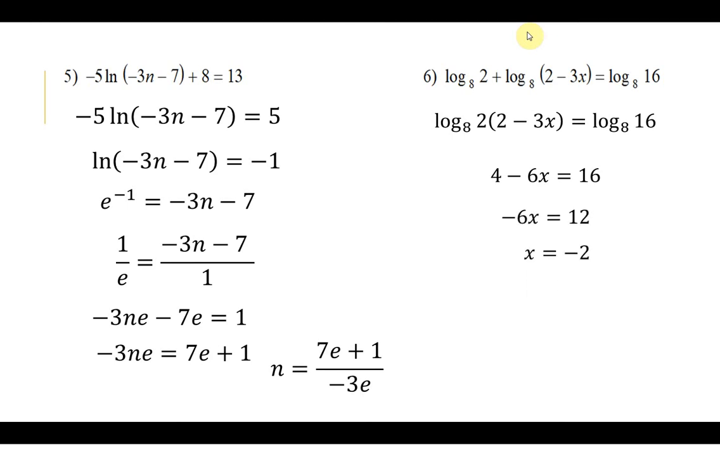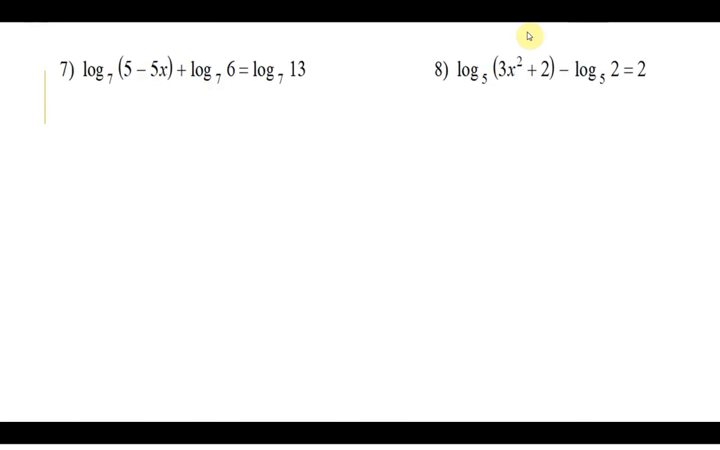And boom, solving. Again, pause it if you need us to pause so you can write stuff down. You guys can do that part. Subtract 4, divide by -6, you get x equals -2. And again, we've checked these, but make sure you check.